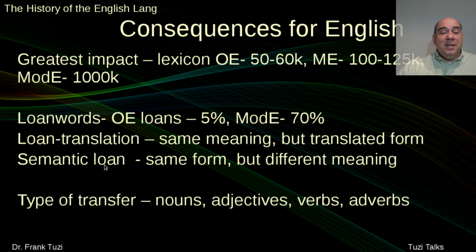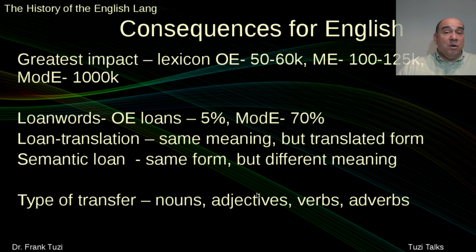And then we have semantic loans, where we borrow a form, but it has a different meaning. Different things that can transfer. Nouns most often are going to transfer because they're easier to understand. We have some adjectives that can transfer, harder to transfer.